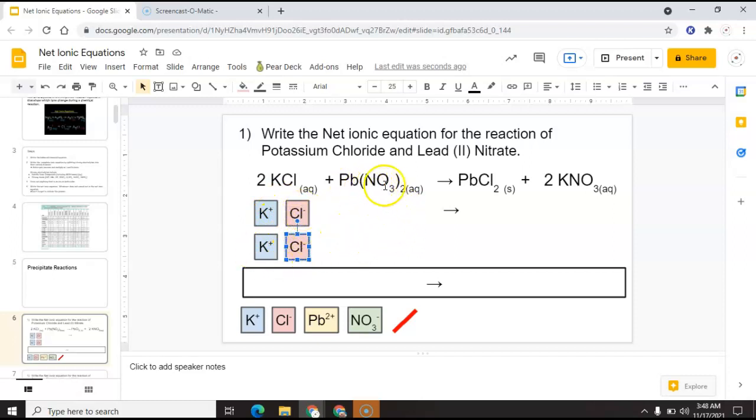The next thing is lead 2 nitrate, and for the lead 2 nitrate, it is aqueous as well, so I will split it apart into the ions. I would use the lead 2 plus ion and the nitrate ion. But the one thing to keep in mind is that there are 2 nitrates, so I'm going to need 2 of those. Alright, so I have my lead ion, and I'm going to need 2 nitrates. I'm using this number outside the parentheses to tell me that there's 2.